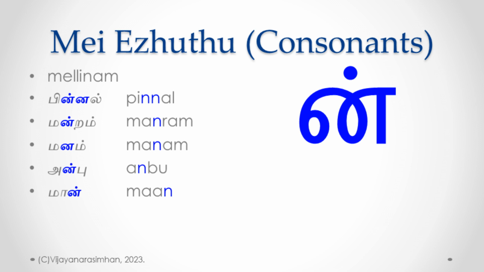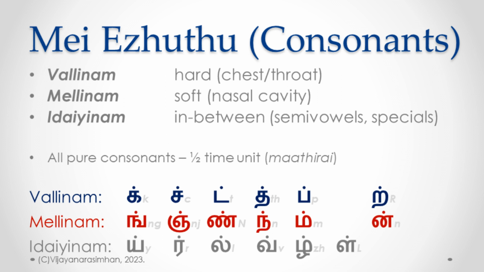Okay, so the na: pinnal, mandram, manam, anbu, mon. So the na sound: pinnal, mandram, manam, anbu, mon. Once again, you can notice pa comes with this na also. So pa comes with the tan nagaram, anbu, and this na, anbu. Apart from its own nasal counterpart ma, ambu, kambu, like that, right? So these are the 18 consonants.